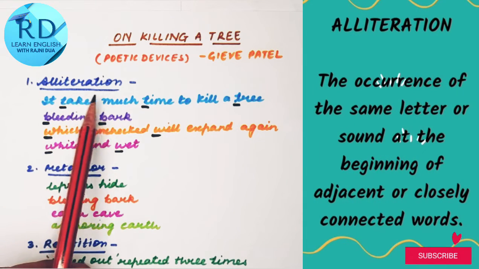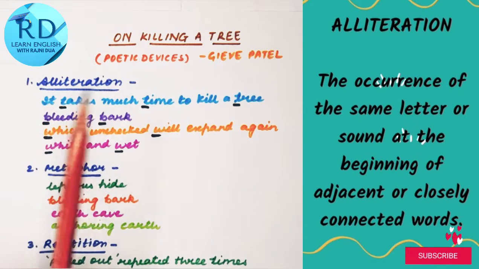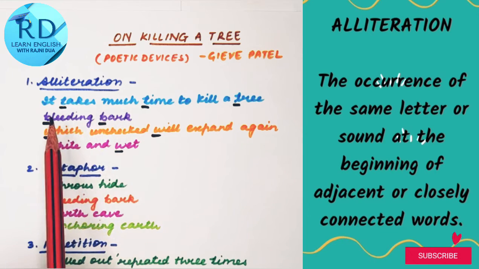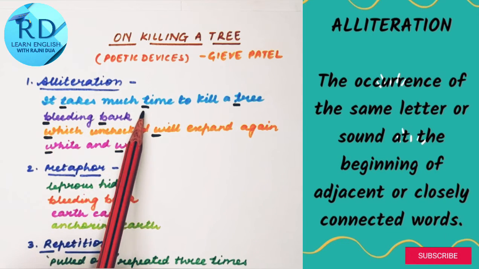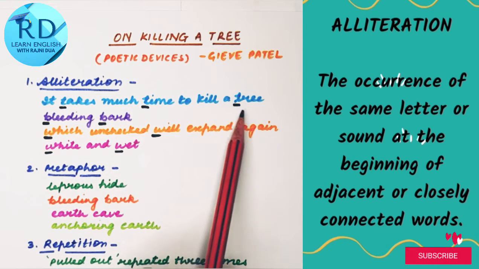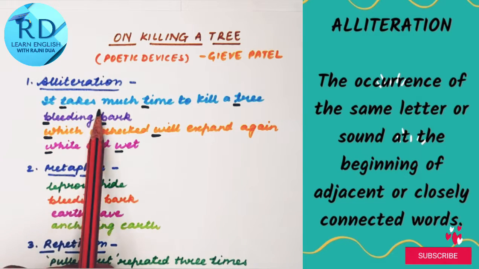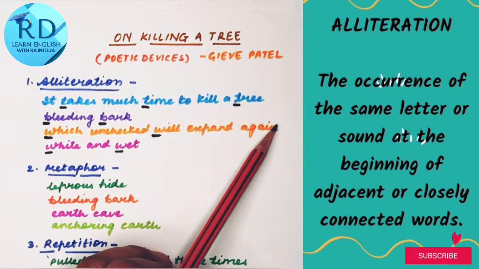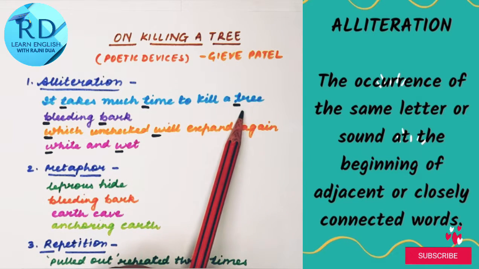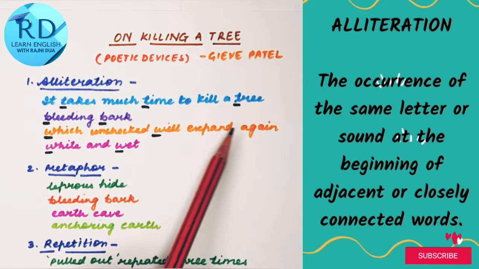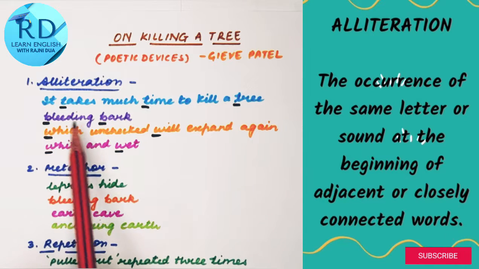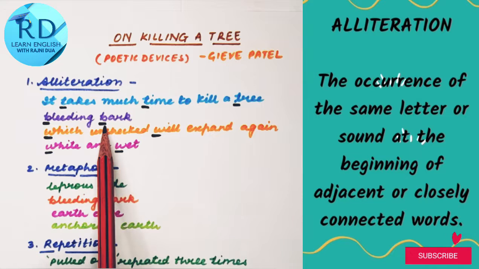First, the poet uses alliteration. Alliteration is a poetic device where the initial first sound of the words is similar. For example, here it takes much time to kill a tree. So 'ter' and 'ter' getting repeated in this sentence. Bleeding bark. Here there is an alliteration, 'b' getting repeated.